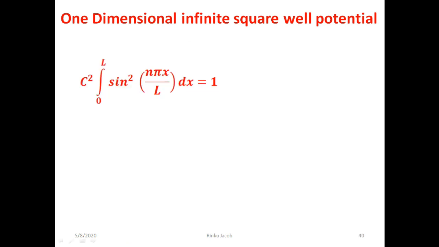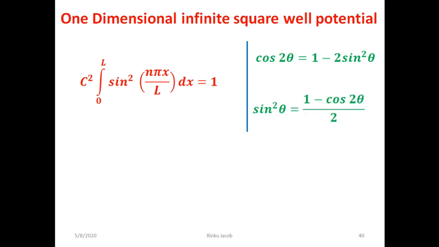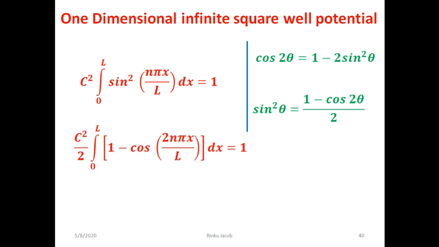Since we cannot directly integrate the sine square function, we make use of the relation cos 2 theta equal to 1 minus 2 sine square theta. Or we can write sine square theta equal to (1 minus cos 2 theta) all divided by 2. So the sine square term in the integral can be replaced by this formula. So we write c square by 2 integral within the limit 0 to L (1 minus cos 2 n pi x by L) into dx equal to 1.